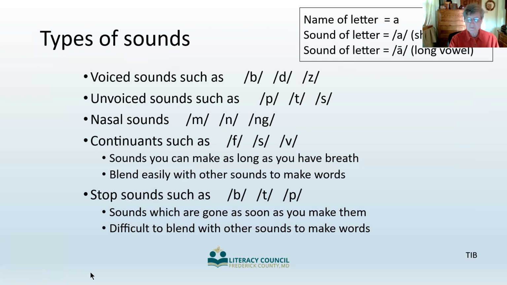There are several types of sounds. Voiced sounds are made using your vocal cords, while unvoiced sounds are made with your breath. Nasal sounds come through your nose. Continuants are sounds that you can make as long as you have breath, but stop sounds cannot be held and are gone as soon as you make them. Recognizing these differences can help you teach the student how to make sounds and can also help you to choose practice words to improve pronunciation.